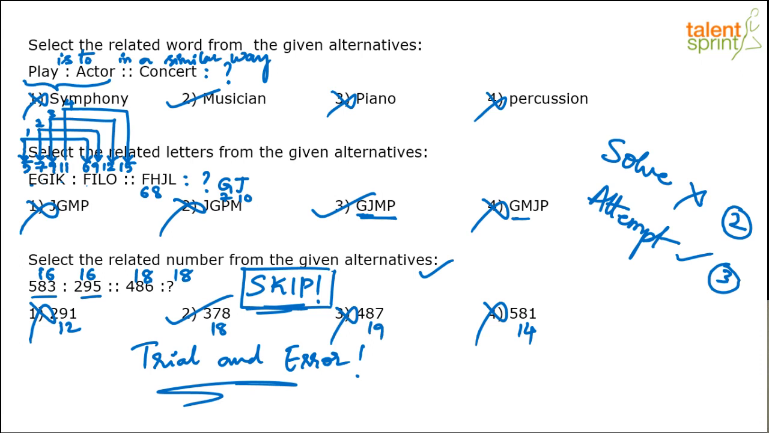You're getting it? Remember, when you skip it, you don't get any negative marks. There's no negative marking involved. If you answer and go wrong, then you will get minus 0.5, right?